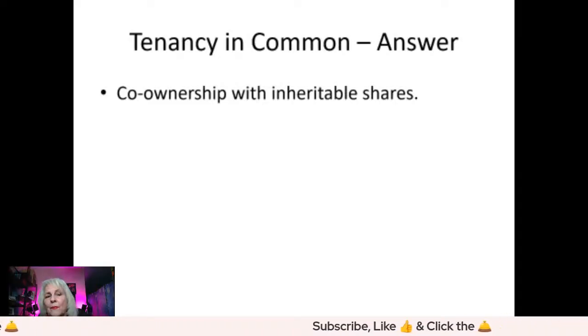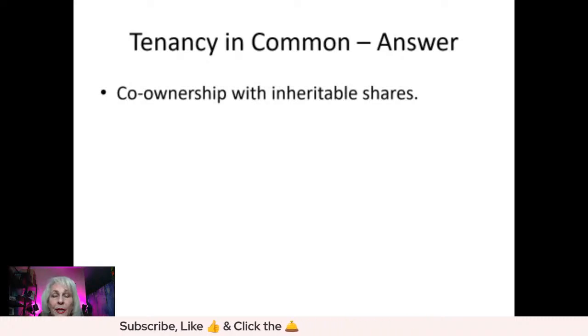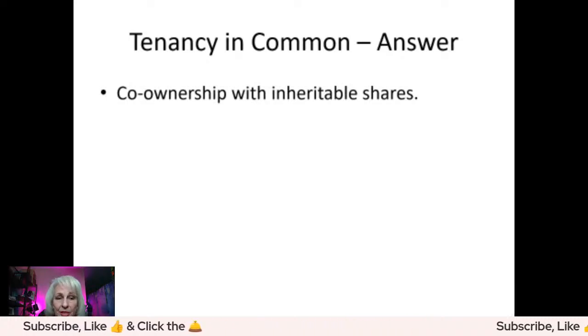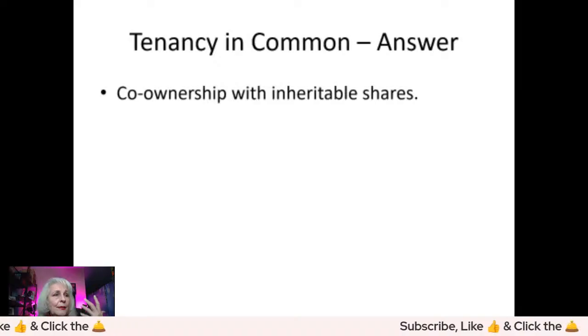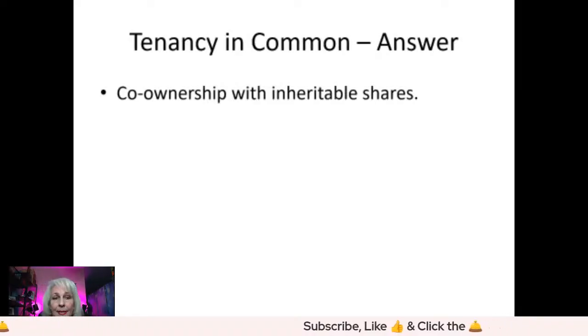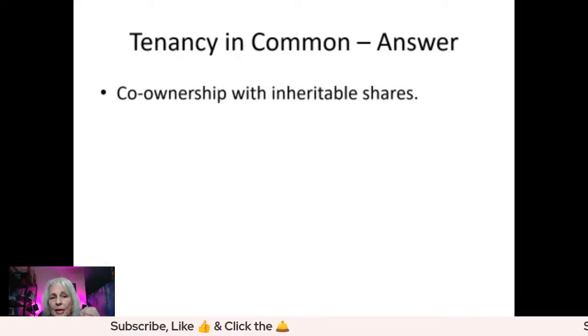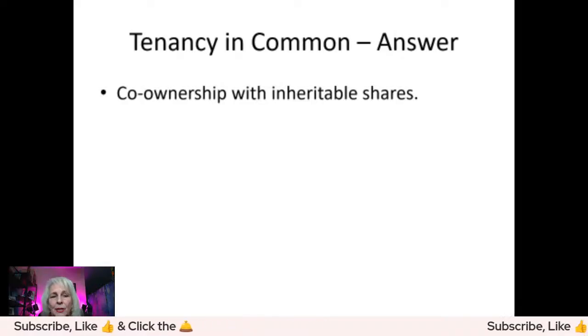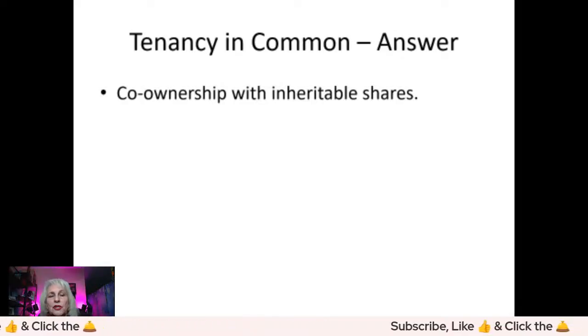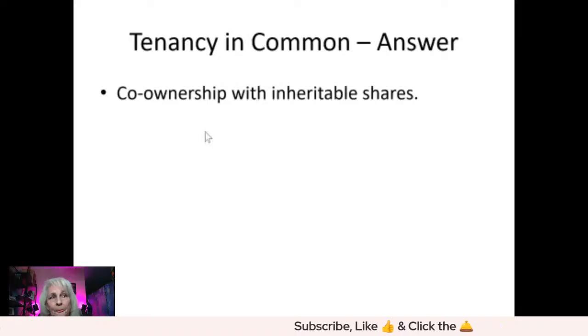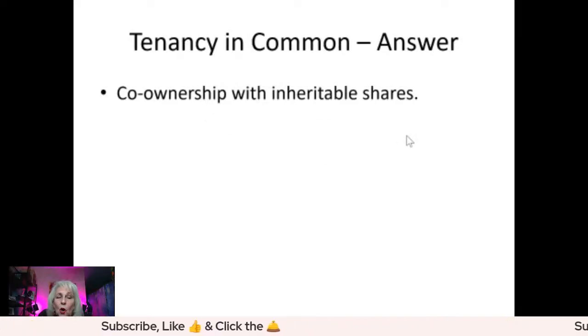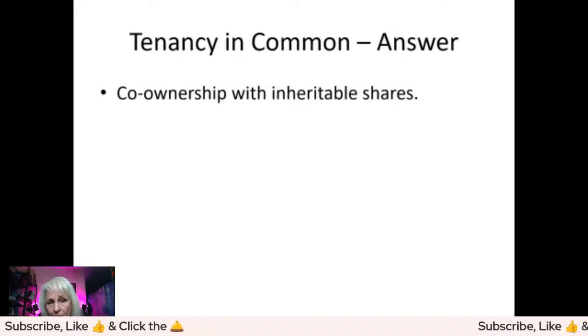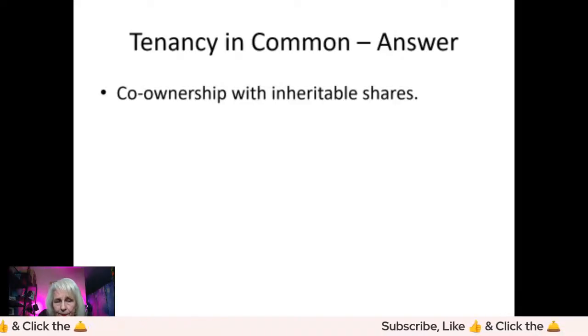Tenancy in common, the thing they have in common is the property, but it can be different percentages. It can be 20-80, 30-70, 50-50. So what they have in common is the co-ownership of that property, and it is inheritable. Each of the owners' heirs inherit their share.